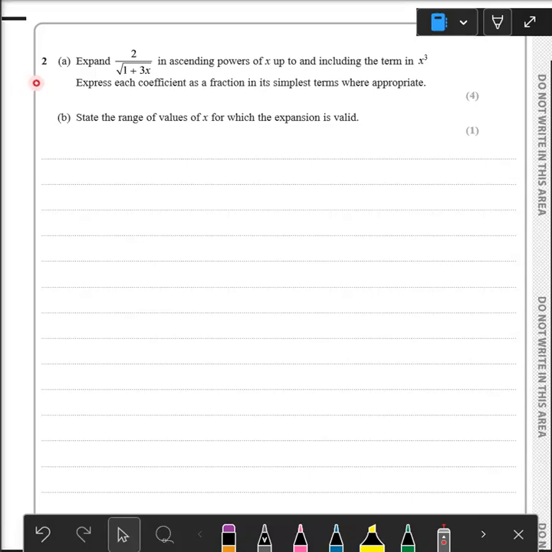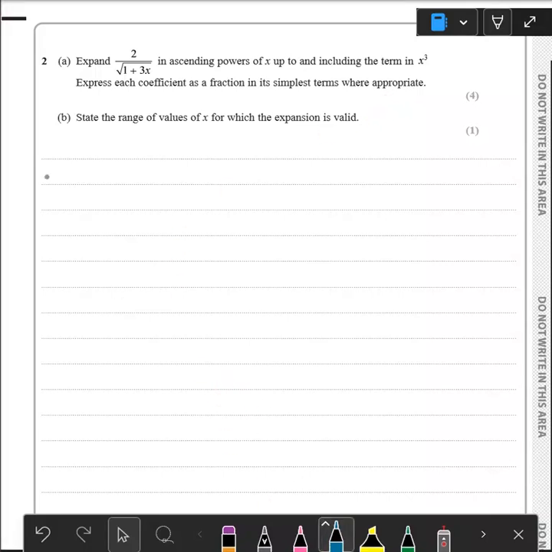Hello, this is SMS and this is question number 2 of June 2024 paper 2R, and this question is from the chapter Binomial Expansion. For part A, we have to expand 2 by root over 1 plus 3x in ascending powers of x up to and including the term in x cubed. Express each coefficient as a fraction in its simplest terms where appropriate.